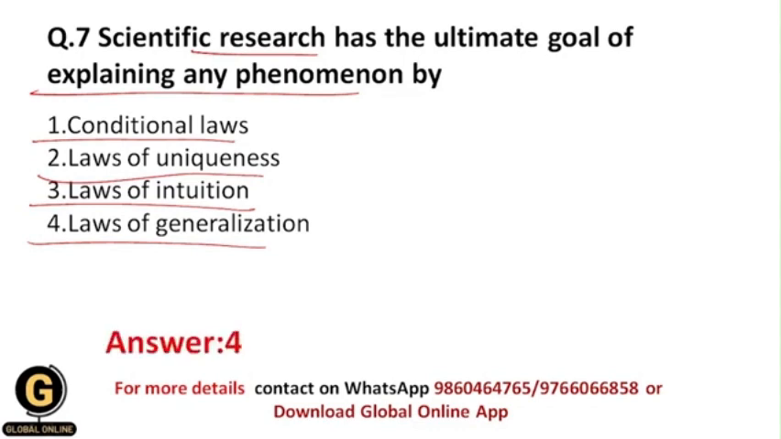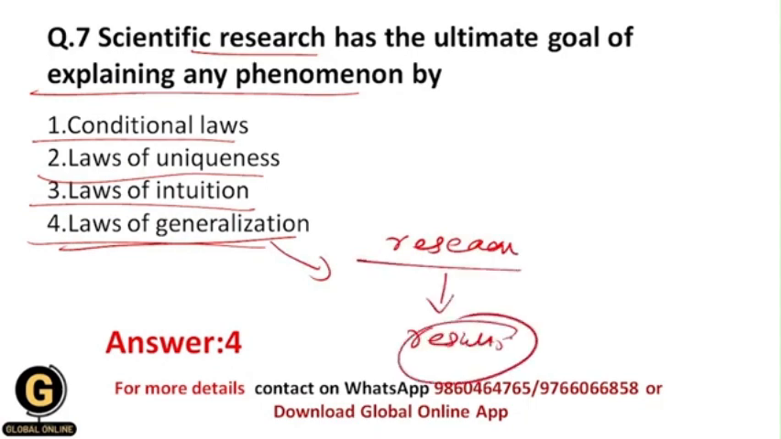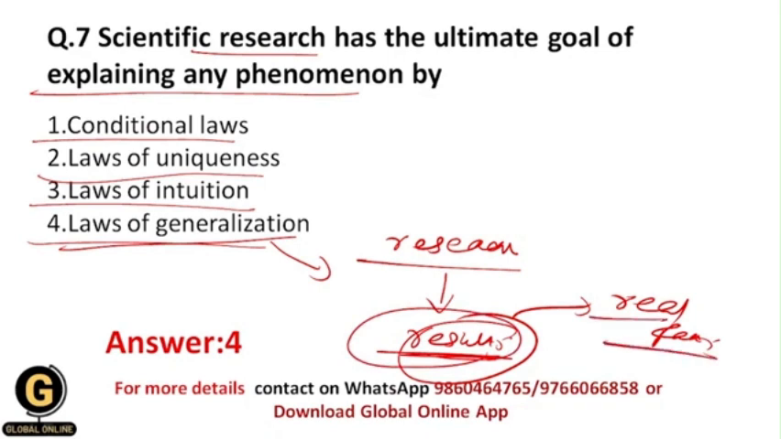Okay, so why is this? Because laws of generalization means basically we have a research study, and we are getting results from our research study. So basically we apply the results of this research study to the real facts. And this is nothing but the law of generalization, because you are generalizing the results of the research to the real facts. This is the most important thing, and that's why scientific research has the ultimate goal to explain any kind of phenomenon by these laws of generalization.